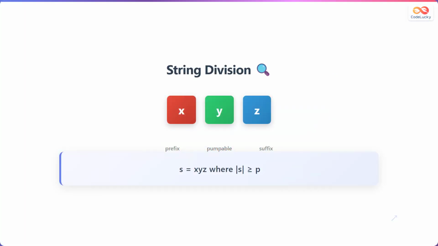Let's visualize how a string s is divided according to the pumping lemma. We have three parts, x, y, and z. x is the prefix, y is the pumpable part, and z is the suffix. The entire string s can be represented as xyz, where the length of s is greater than or equal to p.